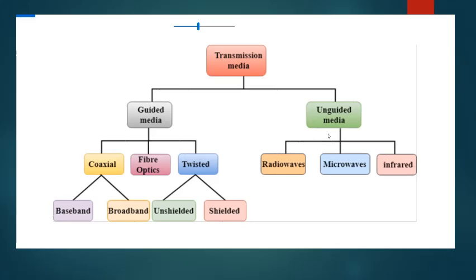And the next media is unguided media, or wireless media. That means there's no physical path to transfer data. In guided media, we have a physical path to send the bits from the sender to the receiver. But in unguided media, the signals travel in the air. So radio waves, the most common, and microwaves and infrared are the types of wireless or unguided media.